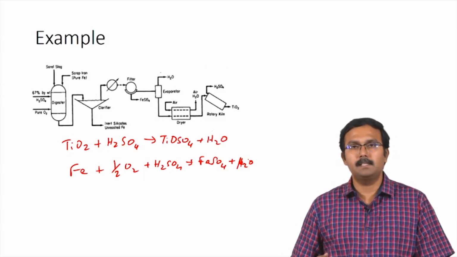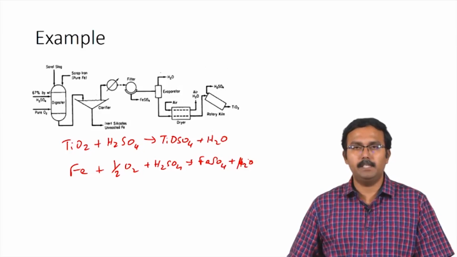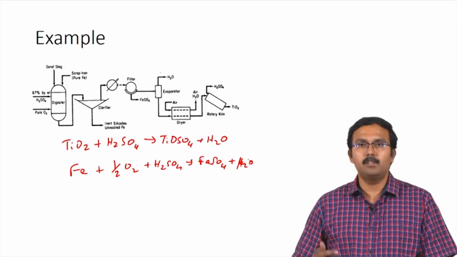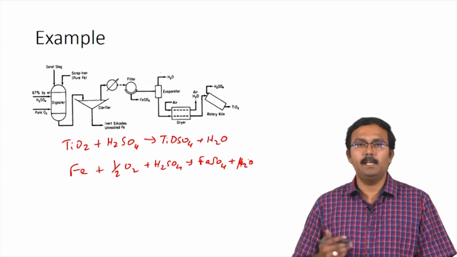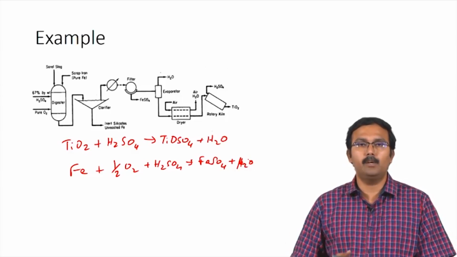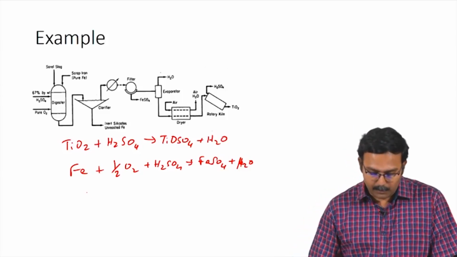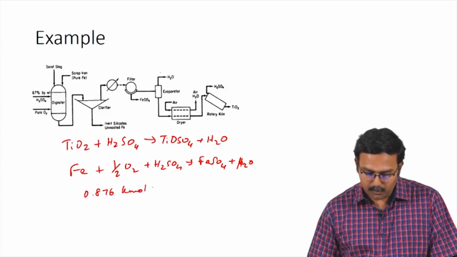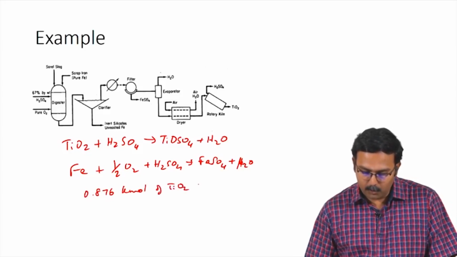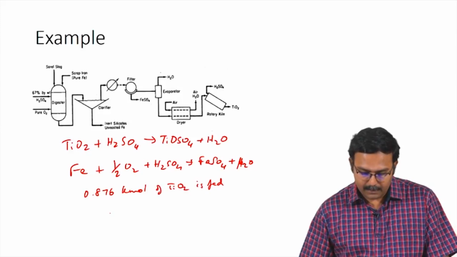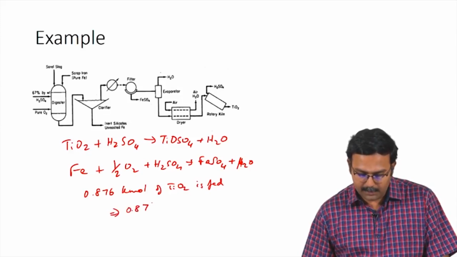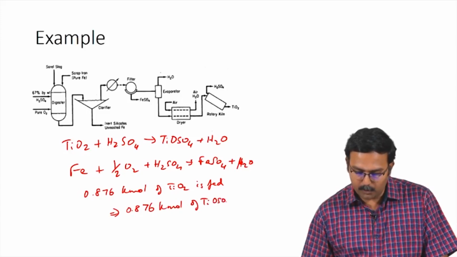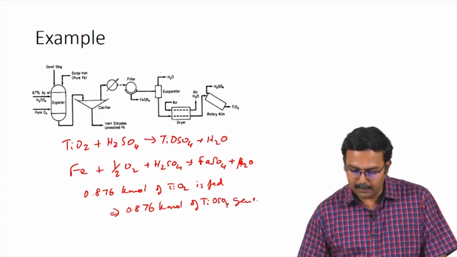The problem statement tells us that both these reactions go to completion in the digester. This means the number of moles of TiOSO4 formed would be equal to the number of moles of TiO2 which is fed. So, we know that 0.876 kilomoles of TiO2 is fed. This implies 0.876 kilomoles of TiOSO4 is generated.